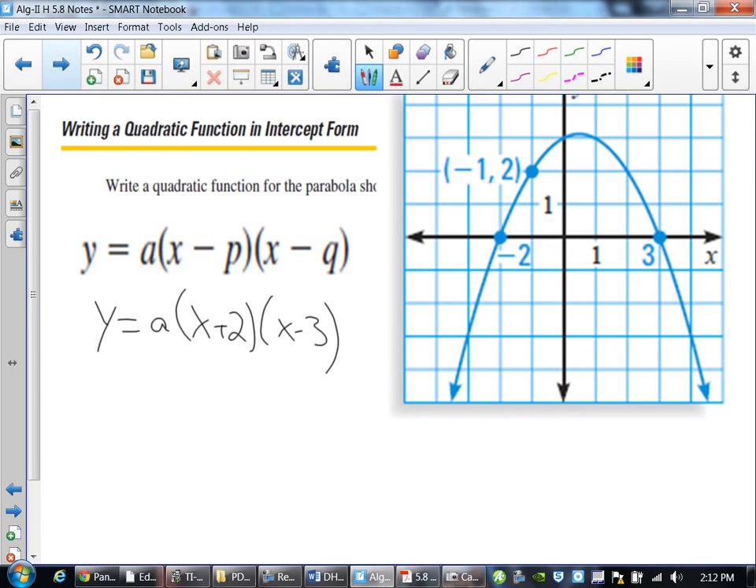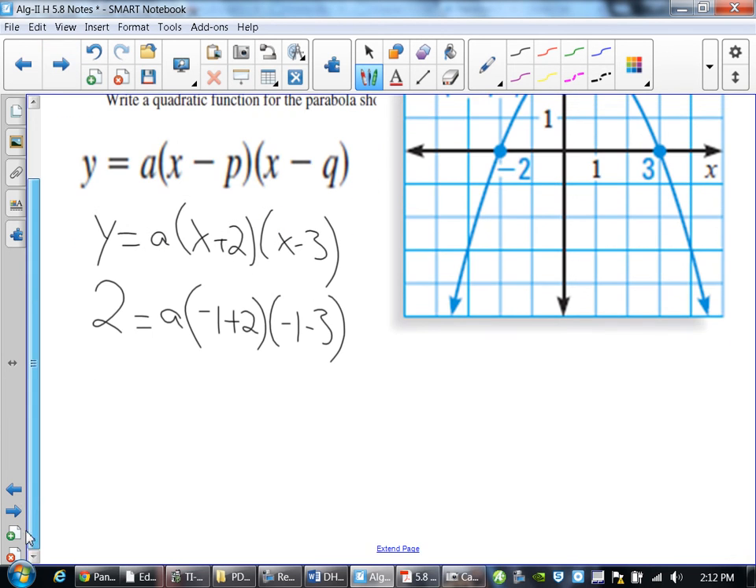Point was at -1 and 2. So 2 equals a, -1 plus 2, -1 minus 3. The point on the graph will have to be given to you. You have to give the point on the graph. Okay?